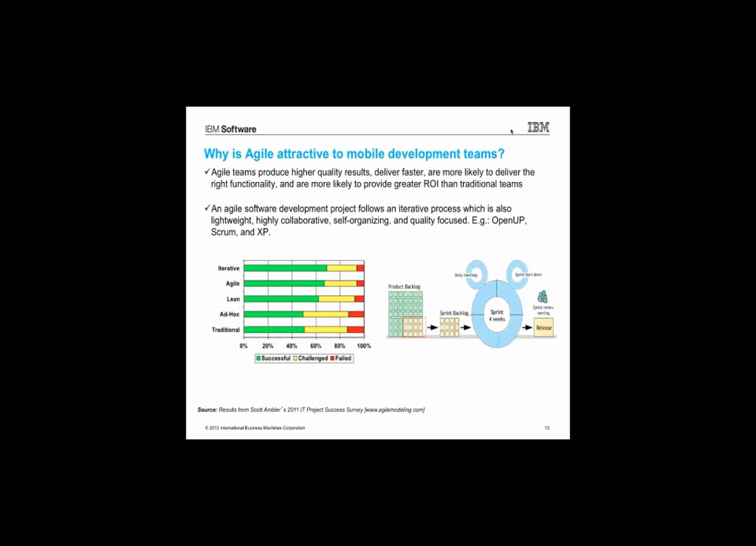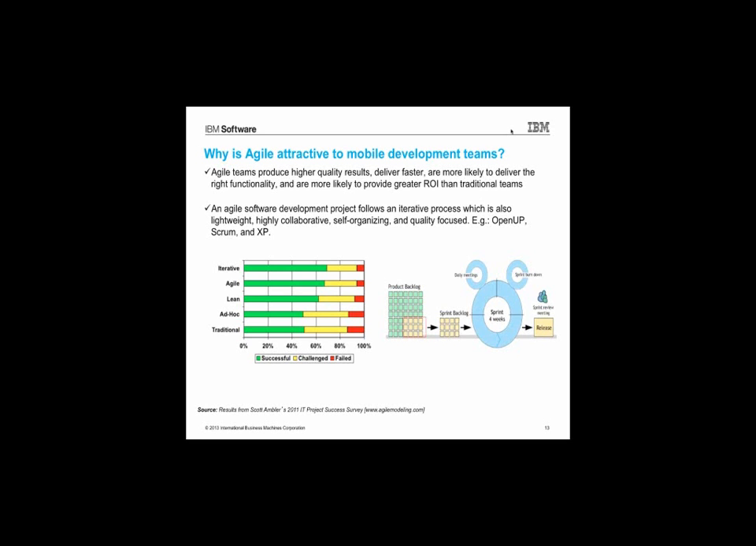Okay, so let's talk about more of the process behind the tools. So why is using Agile techniques attractive to mobile development teams? It's a great question, because in all of the customers that I've worked with and in all the data that you see in the research, almost without fail, 90+% of mobile development teams are using Agile techniques like Scrum or lean processes and other types of Agile processes. And they do this because using Agile techniques results in higher quality results, helps you deliver faster, and you're more likely to get the functionality right. So it's an excellent choice.